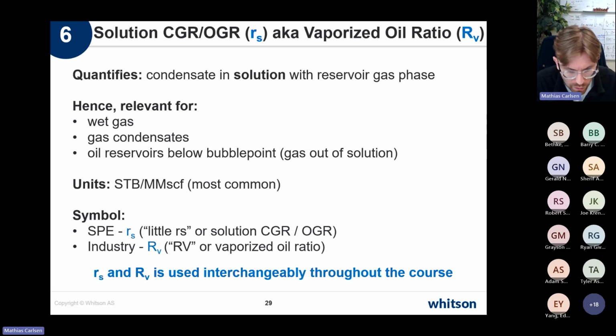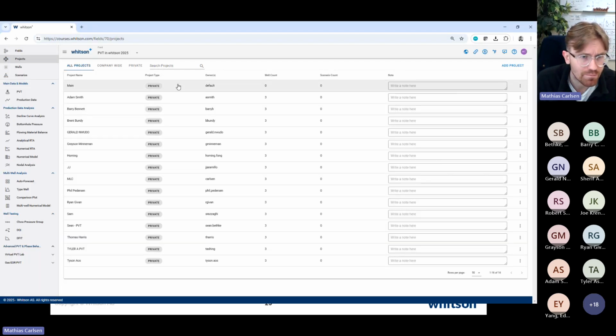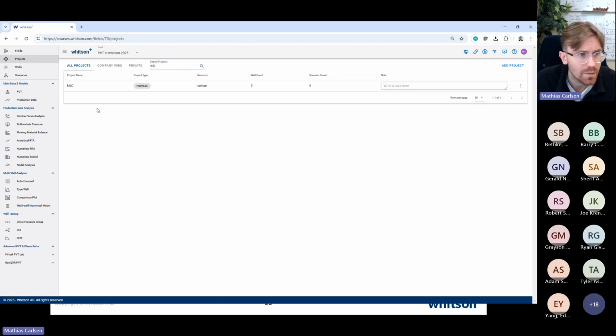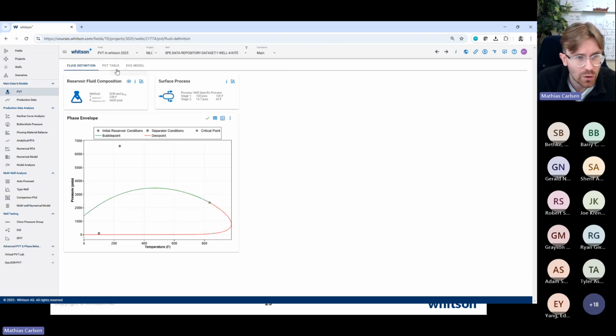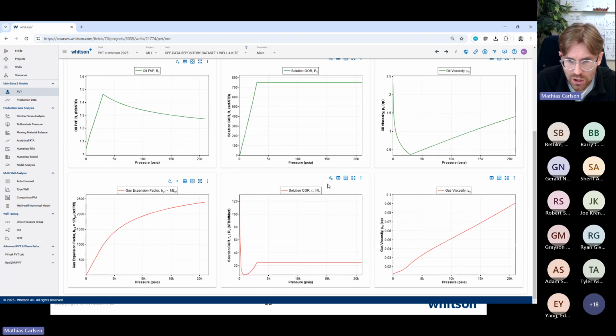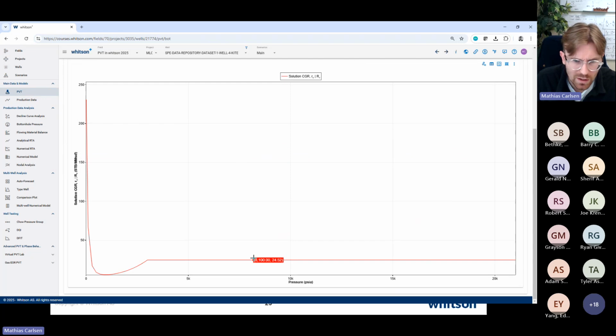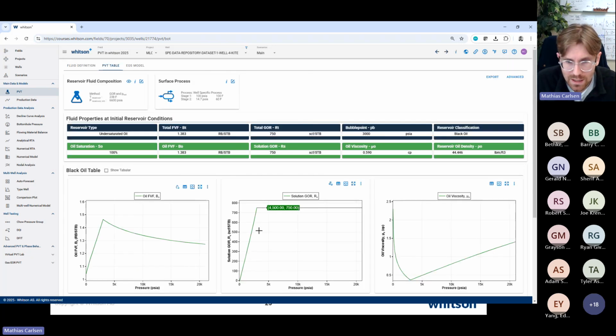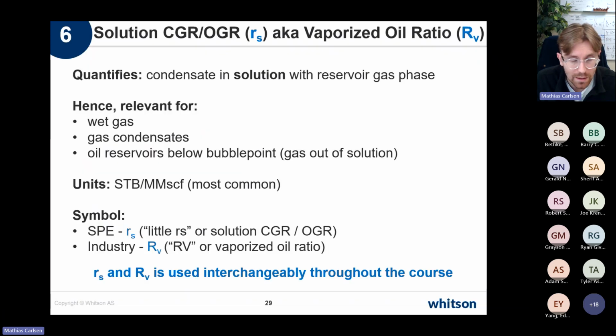If I pulled up the software and went to my project right here, I'm not going to do this exercise now, but I'm just going to show you. This is an oil reservoir, but it has a solution CGR curve right here. Everybody sees that. It's a low value, and it starts to become relevant from here and down. So this is what we call solution CGR, and we use both terms, Rs and RV. So that's this condensate term, also relevant even for a fluid like this. That's a black oil, and we'll talk about that in a second.